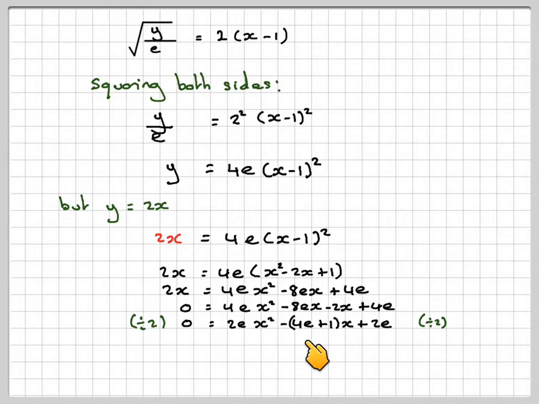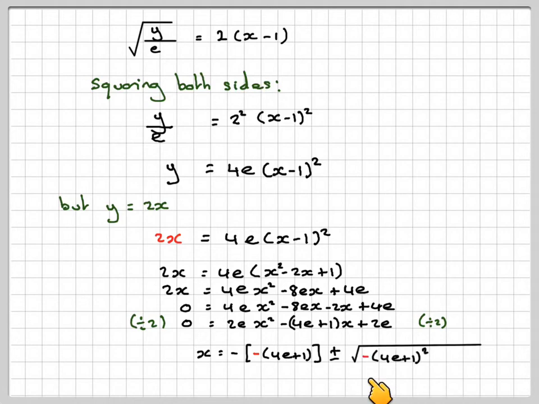Now this is minus 4e plus 1, because if you take out a minus x here, you're going to get 8e plus 2, but you divided everything by 2, and so it becomes 4e plus 1. Right, so we've got a is 2e, b is minus (4e plus 1), and c is equal to 2e. This is a quadratic. We can solve it using the formula. So it's minus b, so it's minus (4e plus 1). So you have to be very careful here.